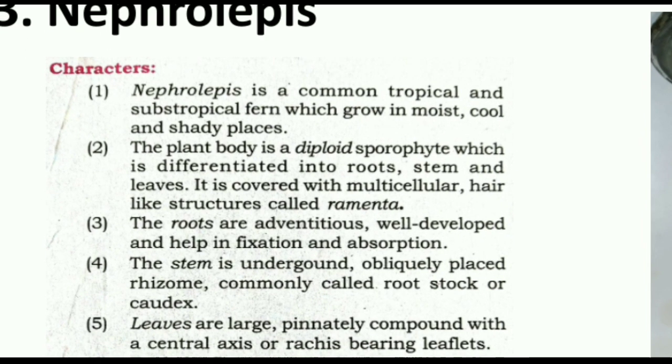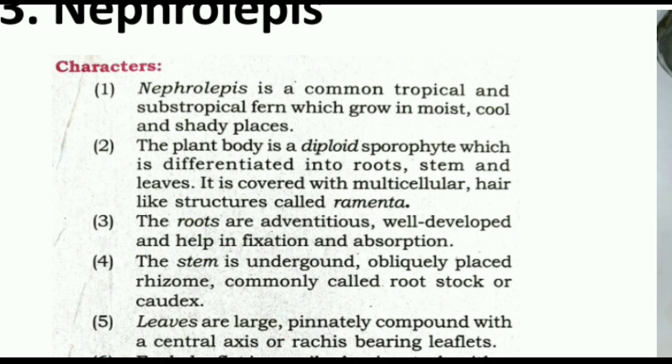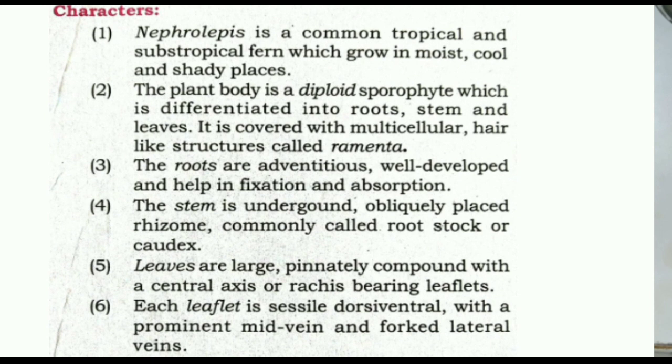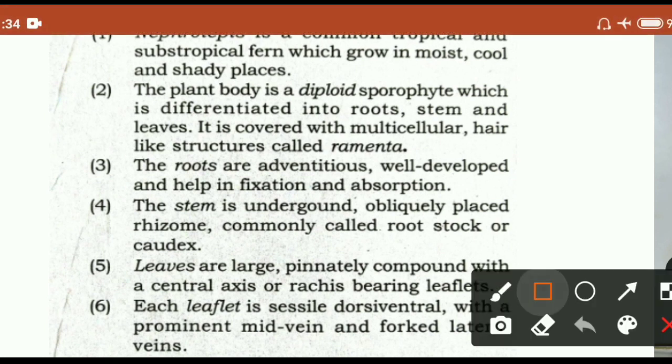Here, the plant body is majorly a diploid sporophyte, which is exactly opposite of the previous example. In the previous example, the main plant body was a haploid gametophyte. Here, the main plant body is a diploid sporophyte, which is further divided into roots, stem, and leaves. The entire plant body consists of multicellular hair-like structures on them, which are called ramenta.